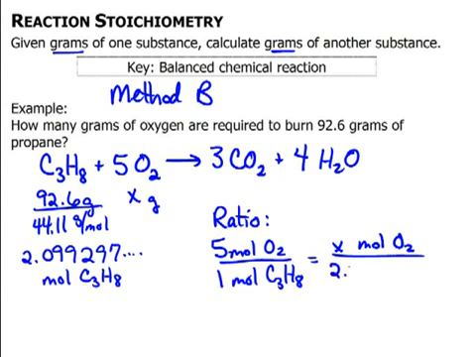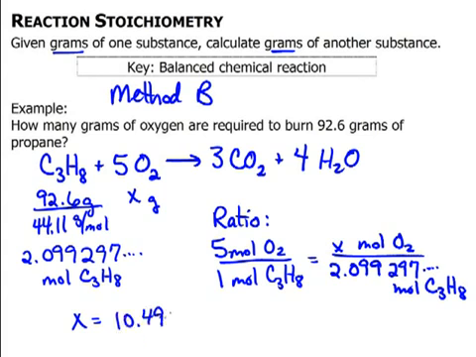for 2.099297, etc. moles. I don't have room to write it out to the right, so I'll just squeeze it in down here, moles C3H8. Now I cross multiply and I get my X to be 10.4964, etc. moles of O2.